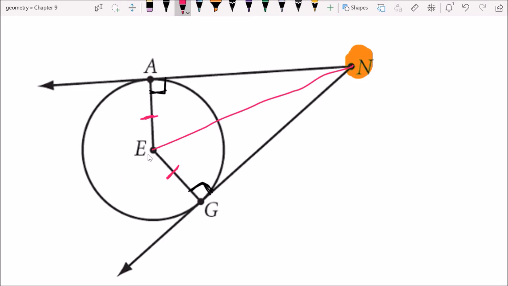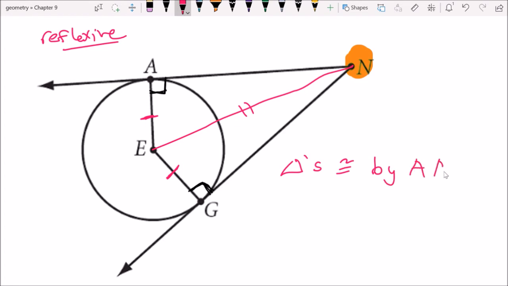Now remember, what did we say back when we learned about proofwriting? What did we say that segment was? Why was it congruent to itself? What we typically said was that it was because of the reflexive property. Okay, not reflective, reflexive. And then what do we know about this triangle? Right now I have angle, angle, side. So the triangles are congruent, I'm going to put that in here, by angle, angle, side.